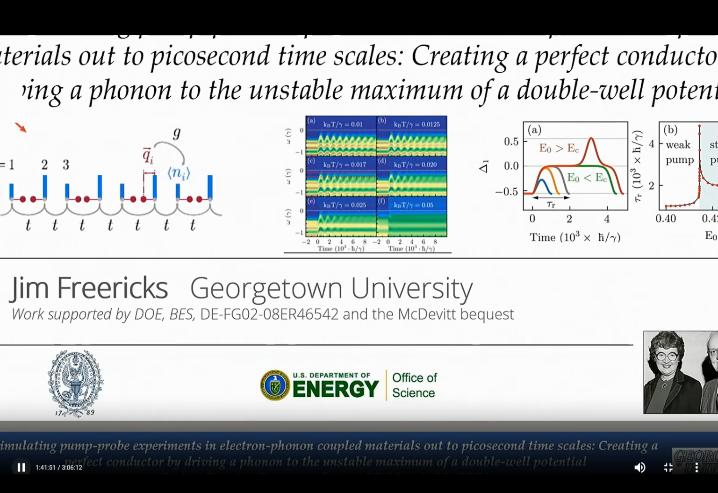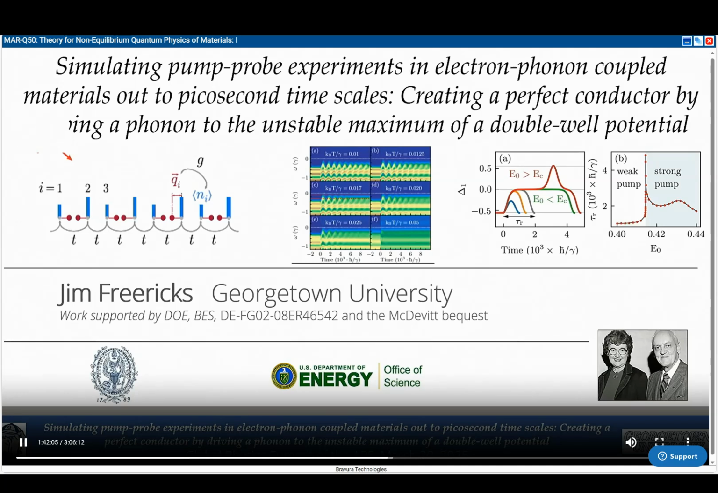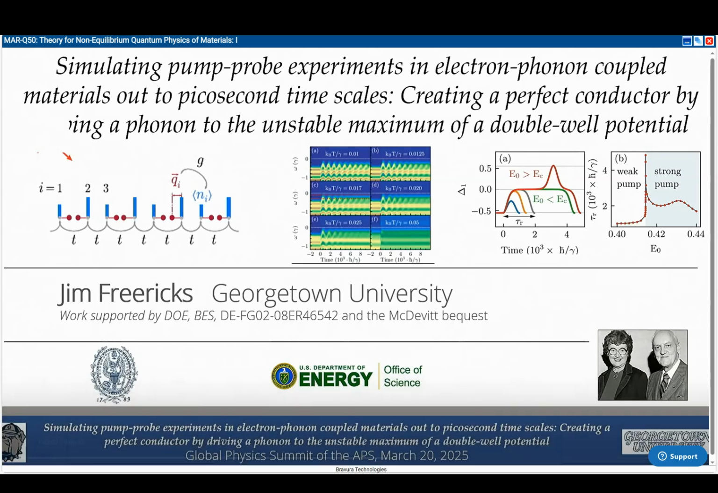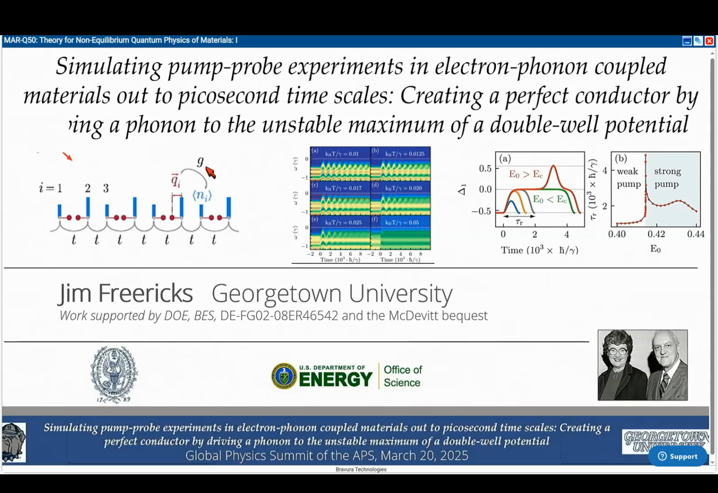I'm going to tell you about calculations that model pump probe experiments on electron-phonon coupled materials out to picosecond timescales. One of the applications of this is I'm going to show you how you can create a perfect conductor by driving the phonon into the unstable maximum of a double well potential.